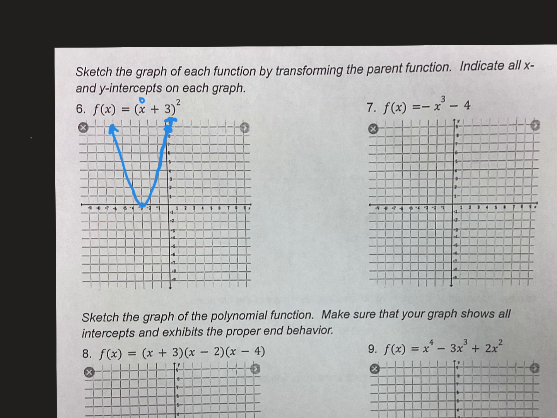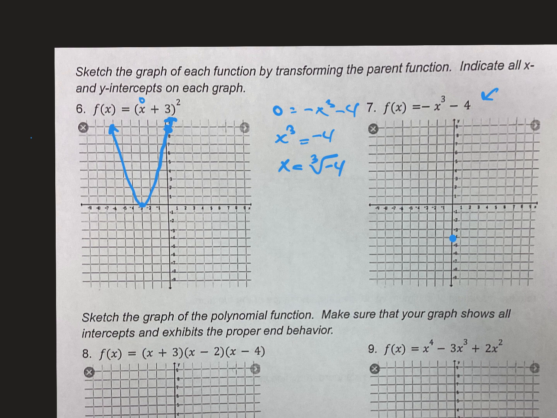Number 7 is, first of all, been shifted down 4 because of the minus 4, so it's going to go down 4. The y-intercept is -4, which we just then found. Let's see here. I need the x-intercept, so I have to solve it to get the x-intercept. So I'm going to do this, -x cubed minus 4. Let's move the x cubed over. Make it x cubed equals -4. So x is the cube root of -4. That's going to be my x-intercept.